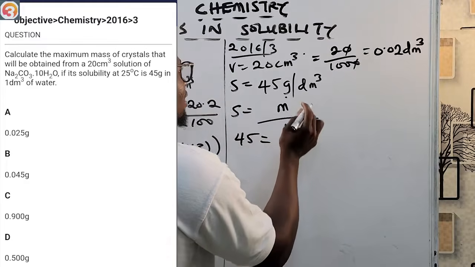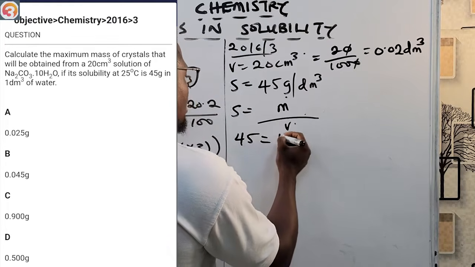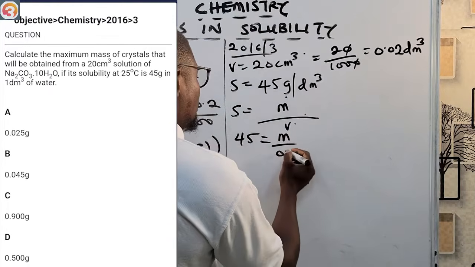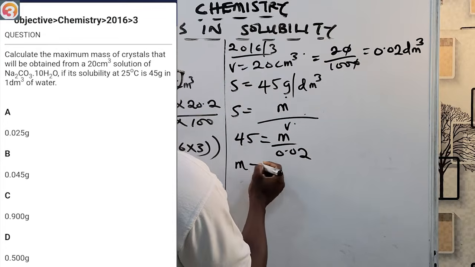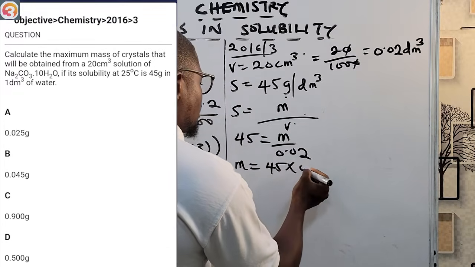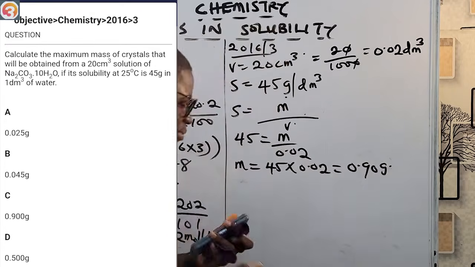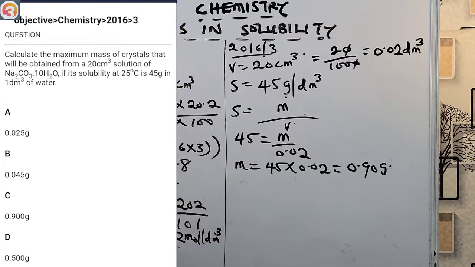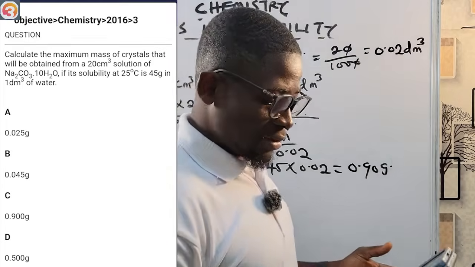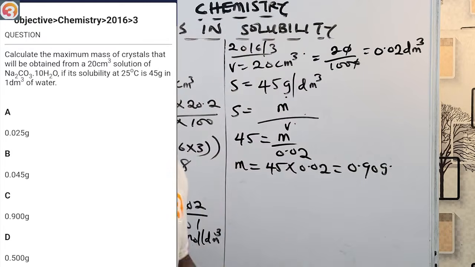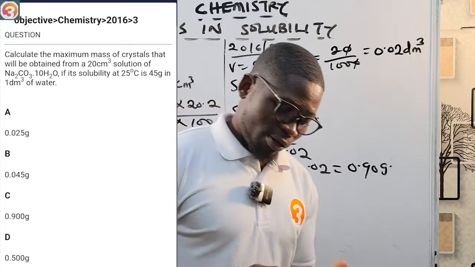Okay, so now we know the solubility to be 45. We're looking for the mass now. Mass over volume, where the volume is 0.02. So that means the mass is 45 times 0.02, which will give us 0.190 gram. Simple as ABC. All right, that's our answer. We're done. Let's check the options. Option C is correct.